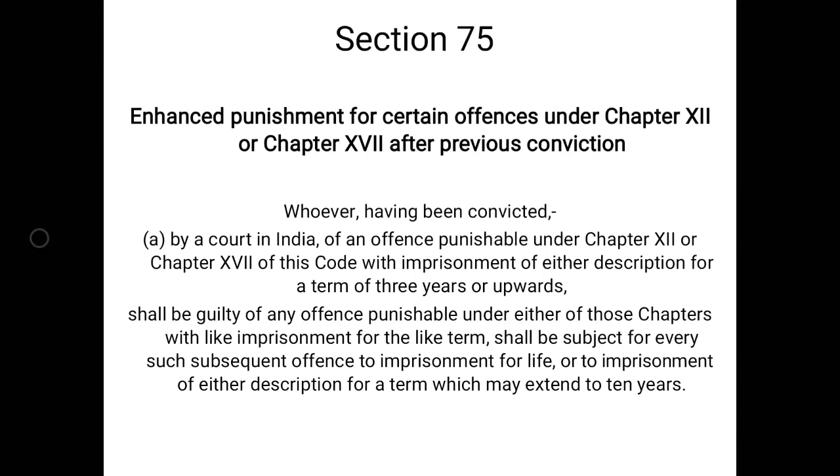Section 75. Enhanced punishment for certain offences under Chapter 12 or Chapter 17 after previous conviction. Whoever having been convicted by a court in India of an offence punishable under Chapter 12 or Chapter 17 of this code, with imprisonment of either description for a term of 3 years or upwards, shall be guilty of any offence punishable under either of those chapters with like imprisonment for the like term, shall be subject for every subsequent offence to imprisonment for life or to imprisonment of either description for a term which may extend to 10 years.